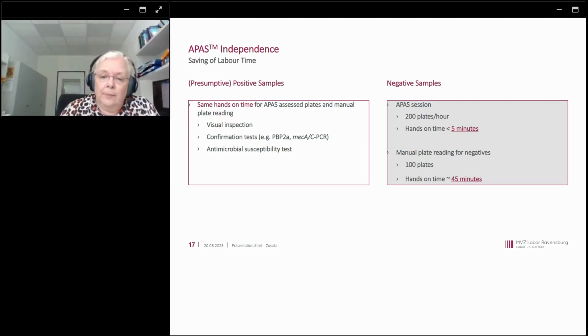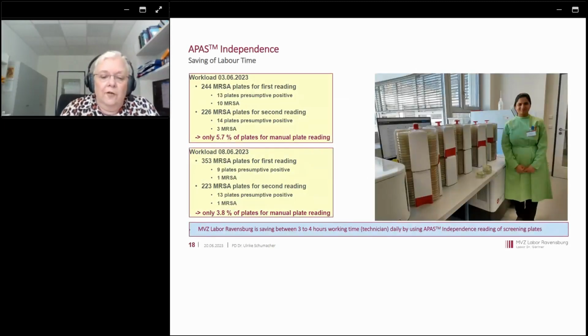Showing 2 exemplary days in our laboratory, only 49 plates instead of 1,046 plates had to be handled by our technicians. And as you can see, she's very happy about it. So altogether, at the moment, we are saving 3 to 4 hours of a technician's working time by using the EPIS system for the MRSA screening.